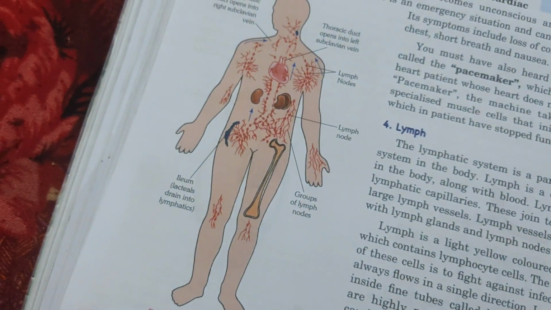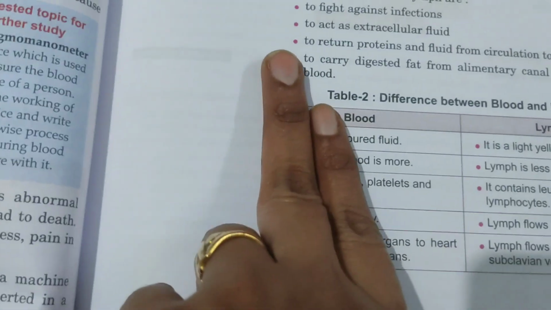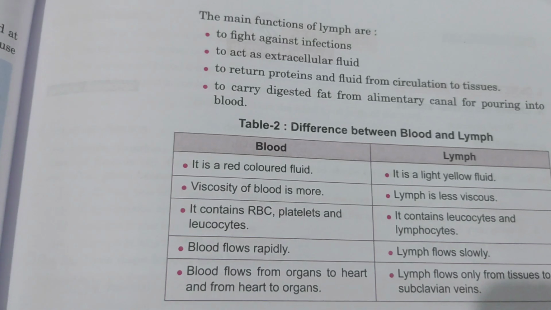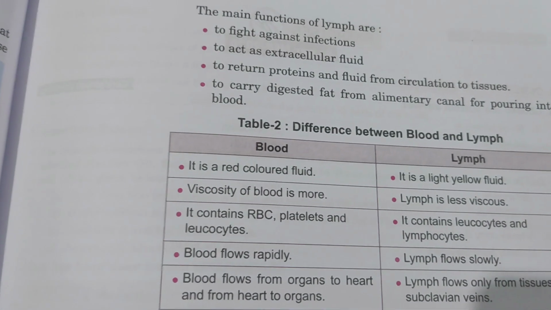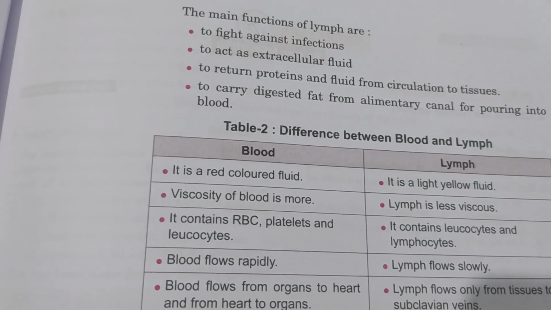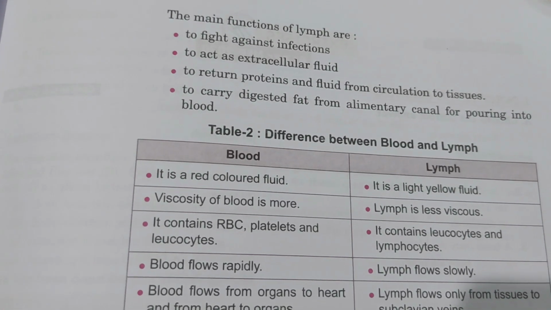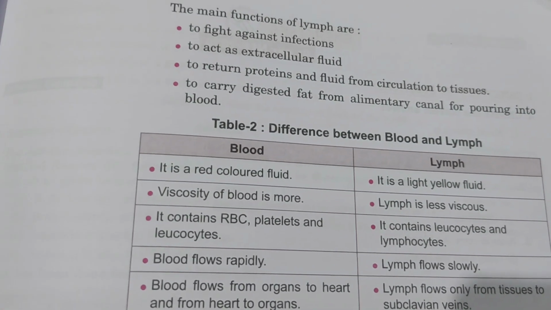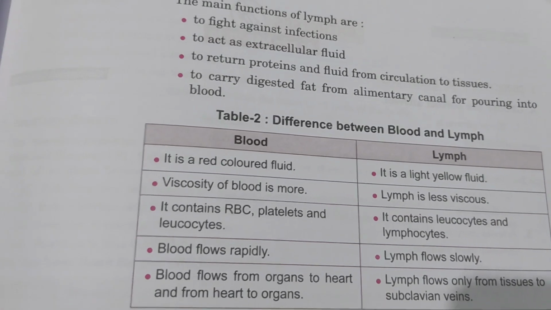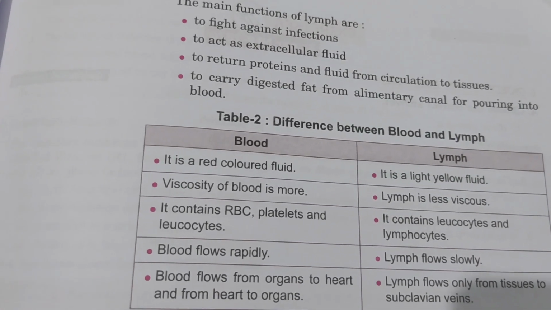What is the function of lymph? I already told you it fights against infections, and it also acts as an extracellular fluid. It returns proteins and fluids from circulation to tissues. It also carries digested fat from the alimentary canal, stopping the fat from pouring directly into the blood.